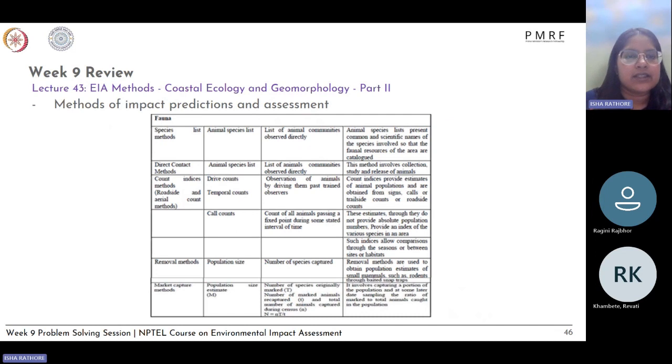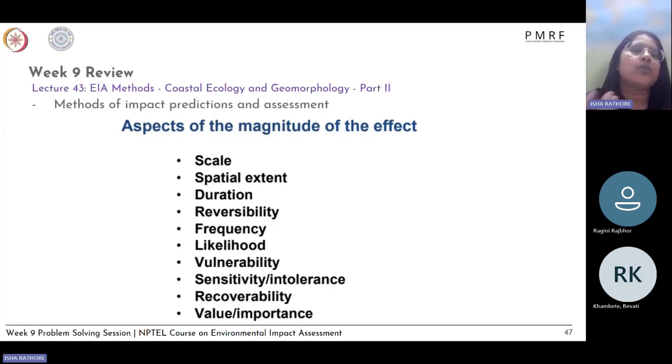Okay. Then, in terms of how you do impact prediction for species, we have looked at species in the week 8 review. Also, we have looked at species. So for species, you can also use similar impact assessment methods. Now, how to do impact assessment? Impact assessment or effect assessment is done based on a few parameters. You look at the scale of the effect, whether it's affecting a larger number of the species population, whether the spatial extent of that impact is large or small.